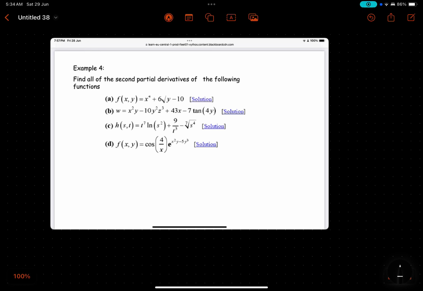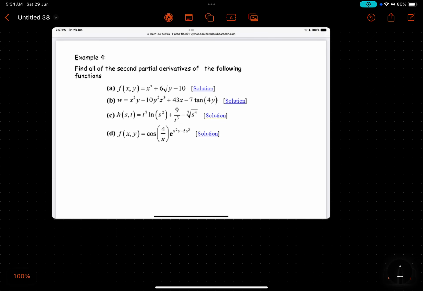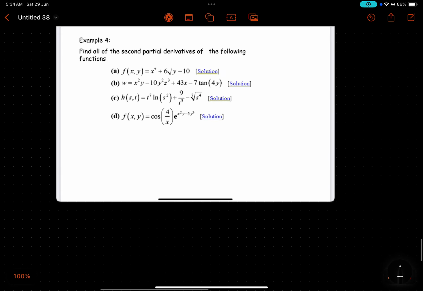Today we're gonna discuss the second partial derivatives. So we're gonna solve some examples and discuss those. So we have, for example, find all of the second partial derivatives of the following functions, and we have some functions listed. Now first, for the second partial derivatives we could have multiple options.